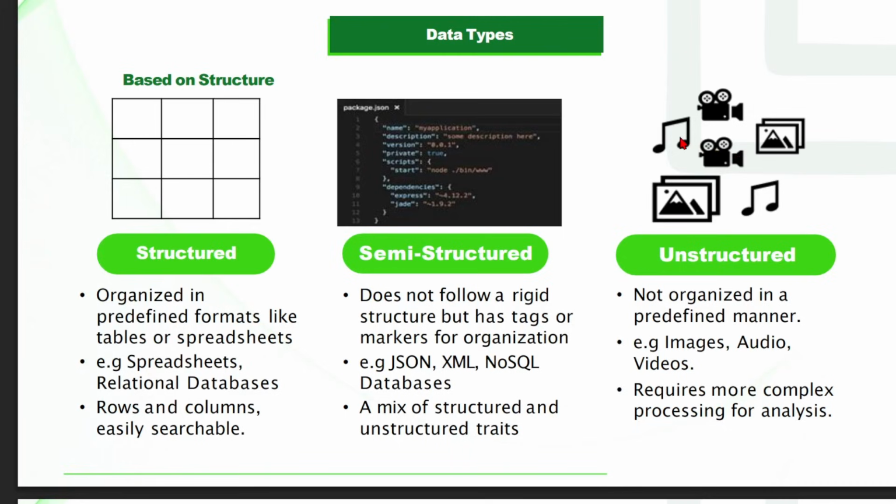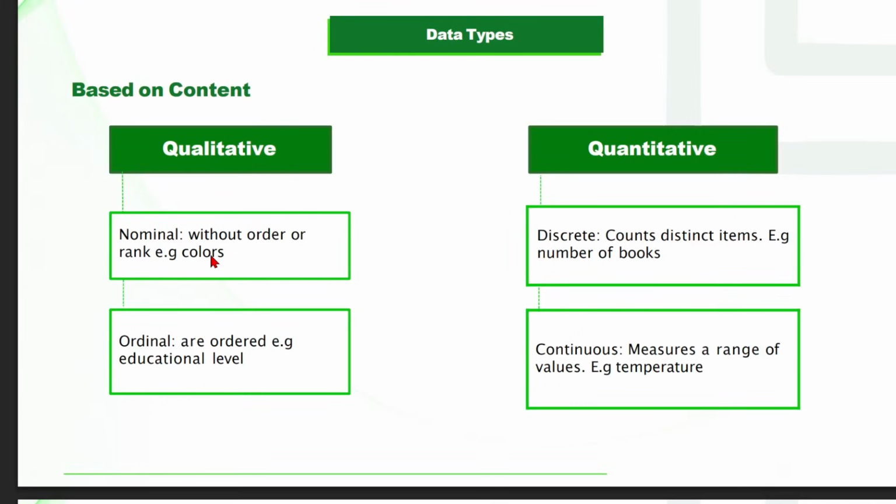If you pay attention to sound, you know that sound does not have any form of structure. Imagine hearing a local music, then hearing a hip-hop music. Can you compare the sound? They don't have structure, so they are unstructured data. These are the basic data types based on their structure: structured, semi-structured, and unstructured data. Now we have data based on their content, which are qualitative and quantitative.